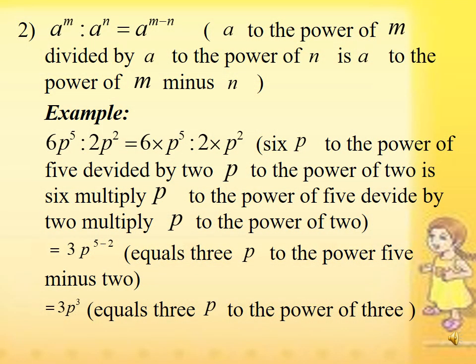2. a to the power of m divided by a to the power of n is a to the power of m minus n. Example: 6p to the power of 5 divided by 2p to the power of 2 is 6 multiply p to the power of 5 divided by 2 multiply p to the power of 2, equals 3p to the power of 5 minus 2, equals 3p to the power of 3.